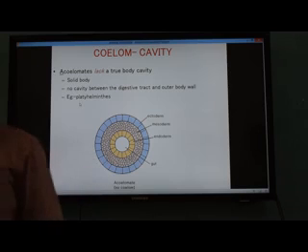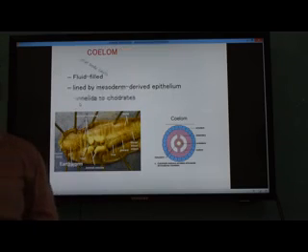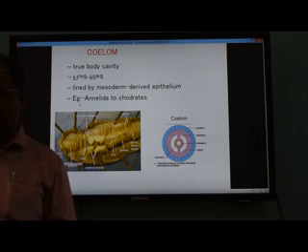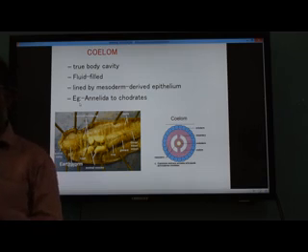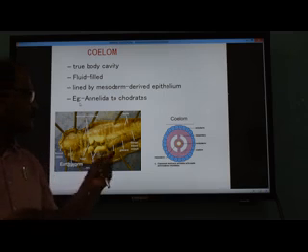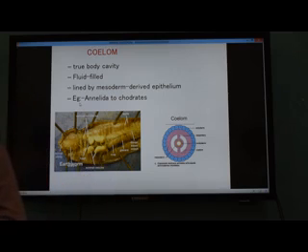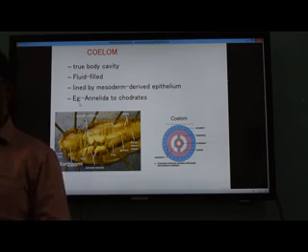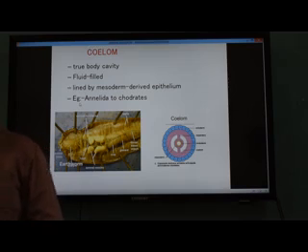This is the structure to show the coelomic cavity. Next, the coelom: a true body cavity, fluid filled. A true cavity will be there, with fluid filled structures lined by mesoderm derived epithelium. Example, annelida to chordata. Means in coelom, a true cavity will be present.